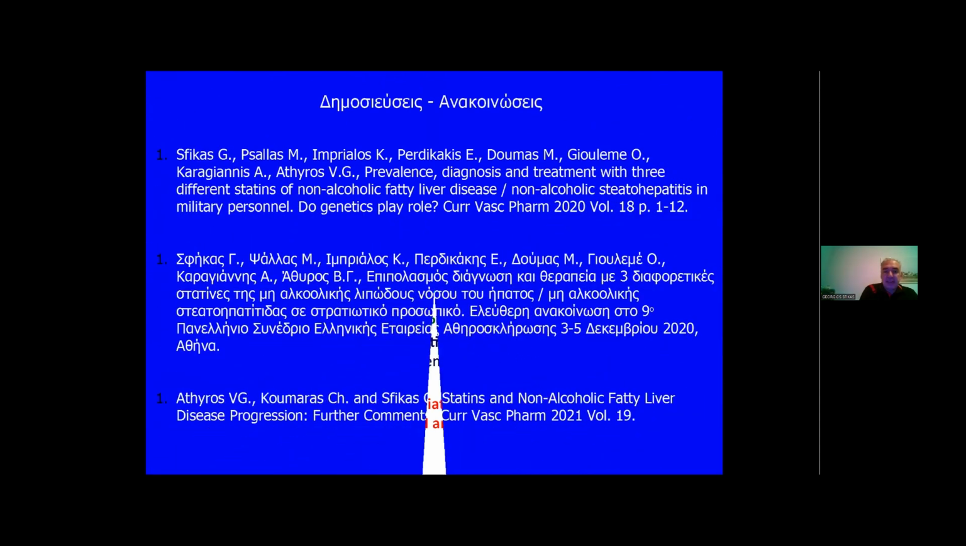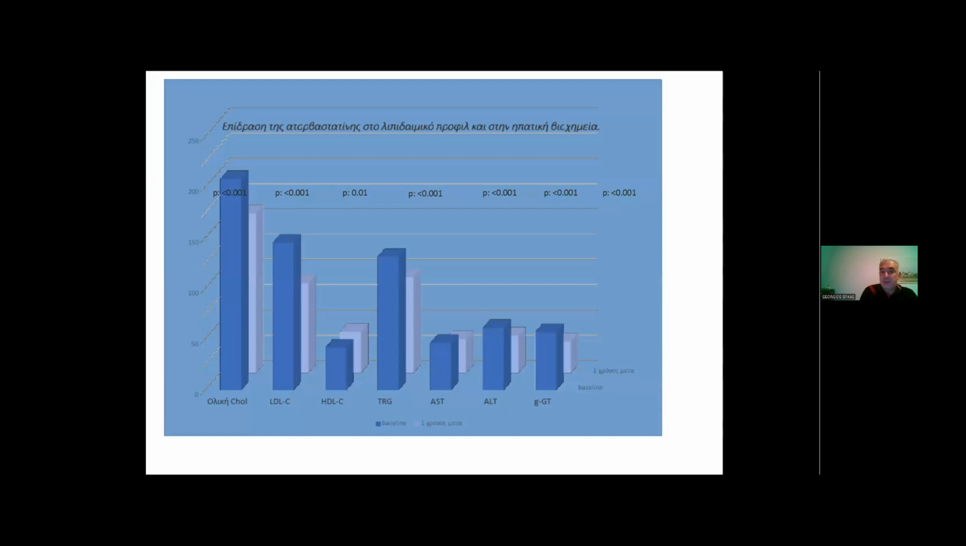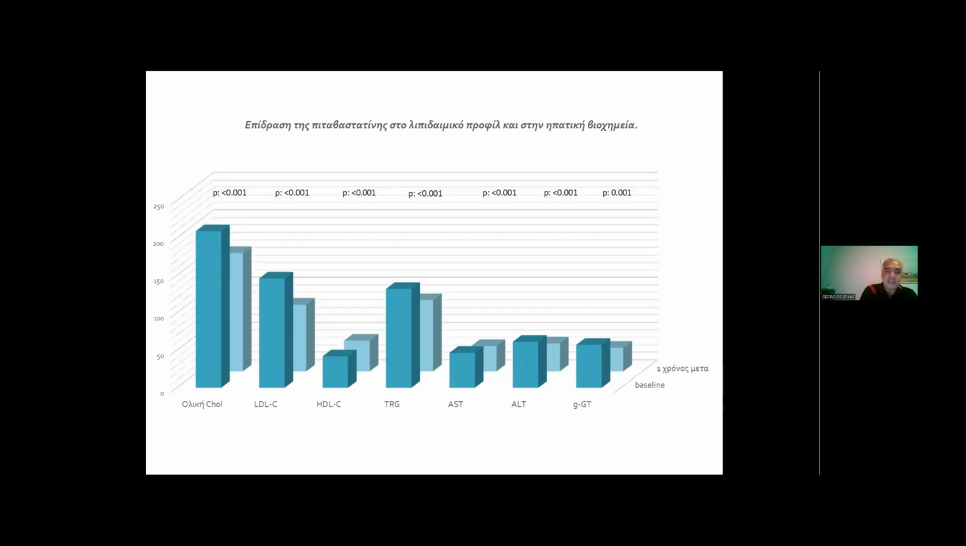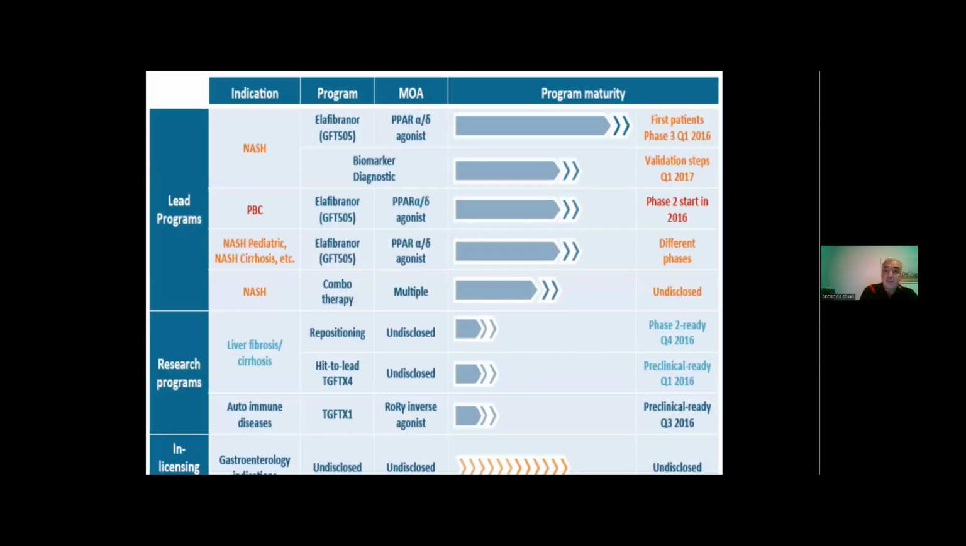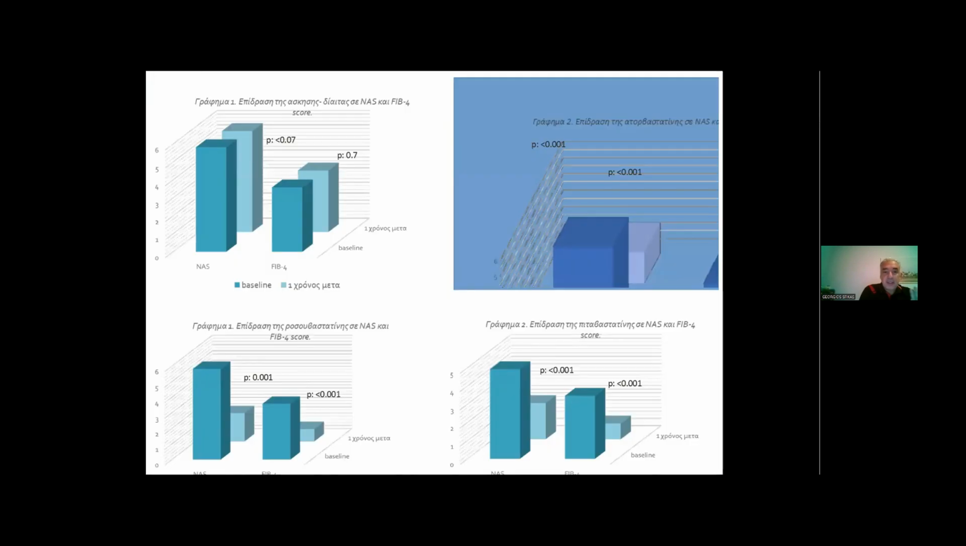And this is a study that was performed in our hospital, the military hospital in Thessaloniki, where we used 3 different statins: atorvastatin, pitavastatin, and rosuvastatin. We showed that all 3 of these statins managed to improve the lipid levels, but also the NAS and FIB-4 scores, and to improve the hepatic indices and the scores of non-alcoholic fatty liver disease and steatohepatitis, with the 3 different statins showing similar results.